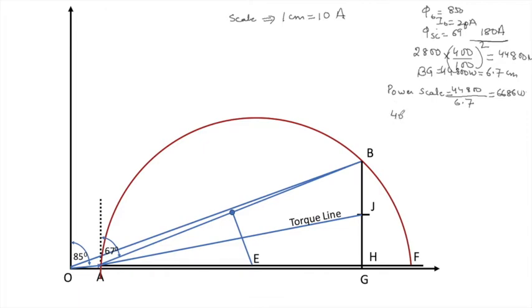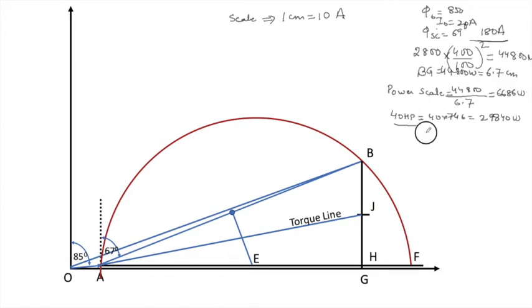So 40 HP is equivalent to 40 into 746 watts, that comes out to be 29840 watts. So now we know what the rated output is. The rated output is 40 HP. So for the rated output, what should be the length of the line?